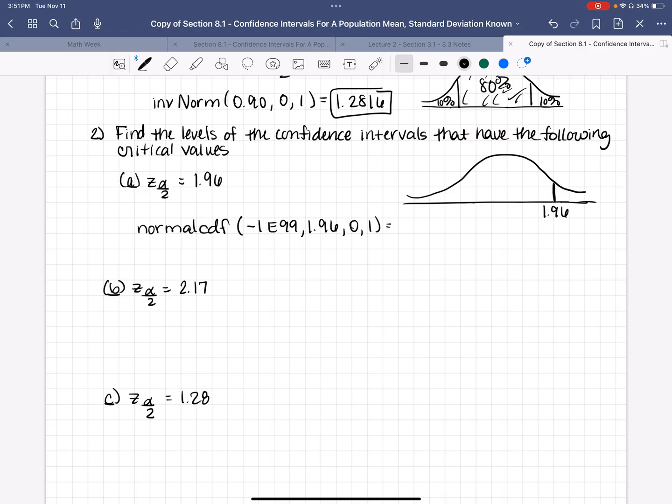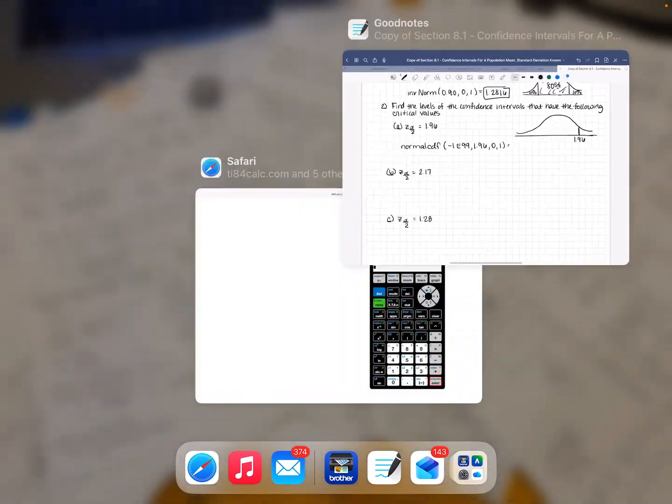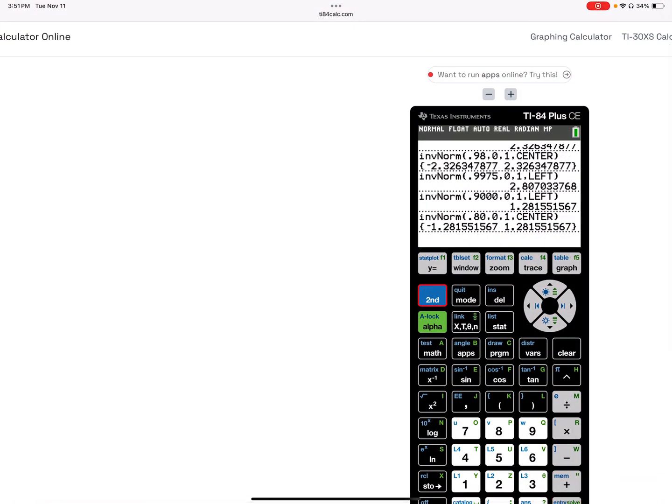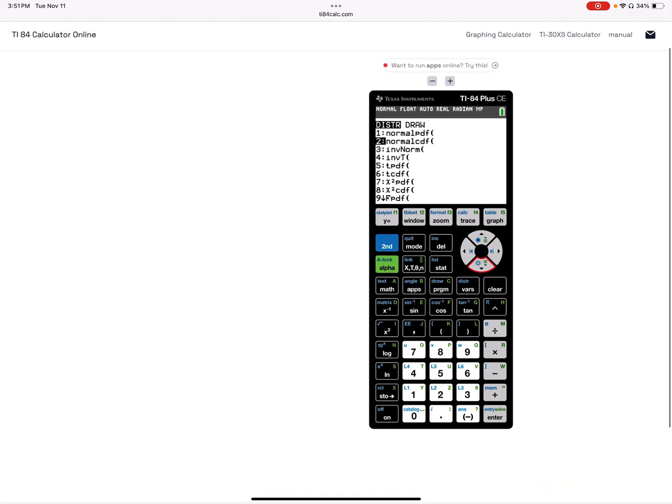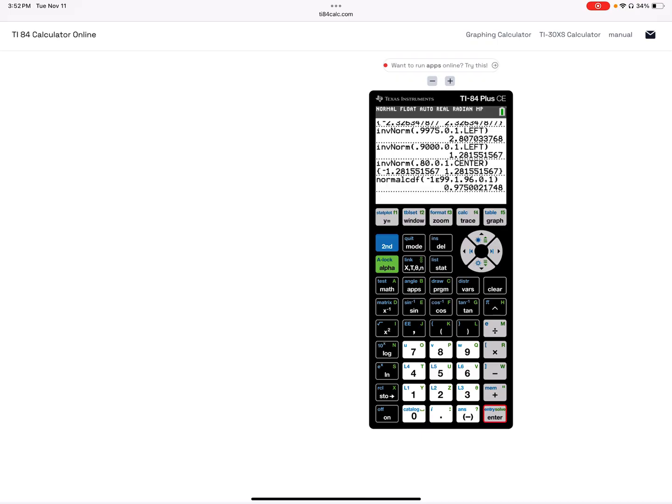Okay, so this is going to give me, if I go over here to second vars, and I'm going to normal CDF. We actually probably could normal PDF if we wanted that exact value right there. We'll try it and see what it says. The upper was at 1.96. Okay, and everything else stays the same. And I get 0.975.